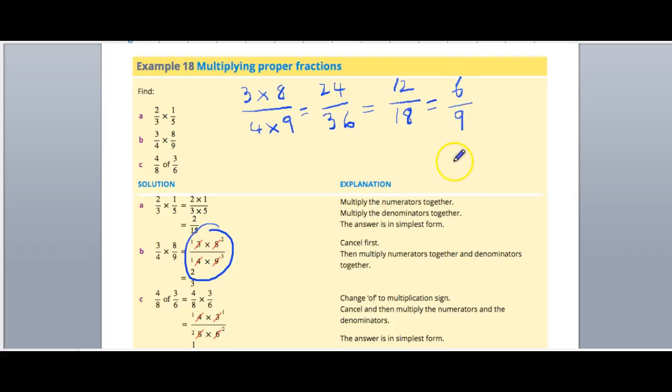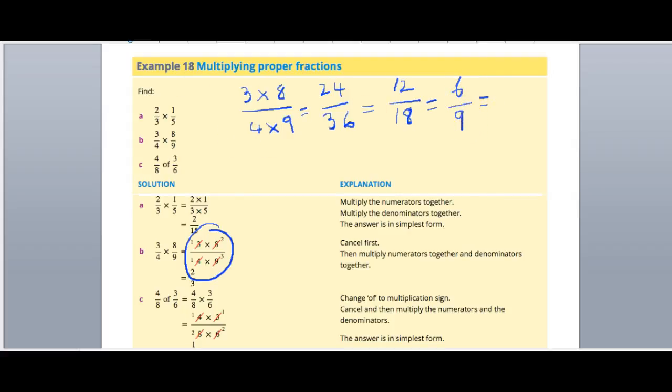So we've got 6/9. Now, we have an even number on top but an odd number on the bottom, so we can't halve it, because if we halve the 9, we're going to get another fraction. You don't put fractions within fractions. But both these numbers are divisible by 3. So 6 can be divided by 3, and so can 9.